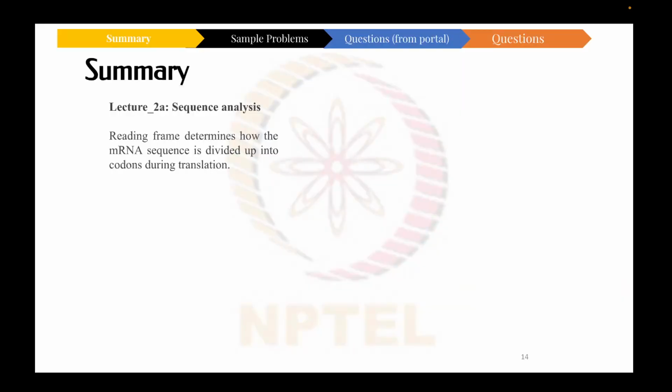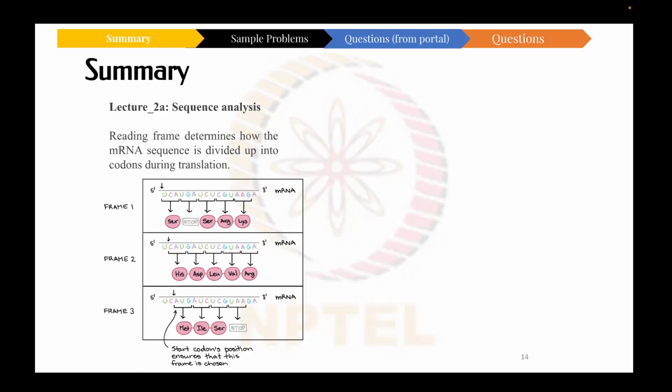A reading frame in a DNA or RNA molecule refers to a specific way of grouping nucleotides into sets of 3 known as codons during the process of translation. Translation is the conversion of the genetic codons carried by mRNA into an amino acid sequence. The reading frame determines the order in which these codons are read, and each reading frame may produce a different sequence of amino acids. Here I have given 3 possible reading frames for 5' to 3' of an mRNA. Can anyone mention what is the difference between these 3 reading frames? What is the change we are observing?